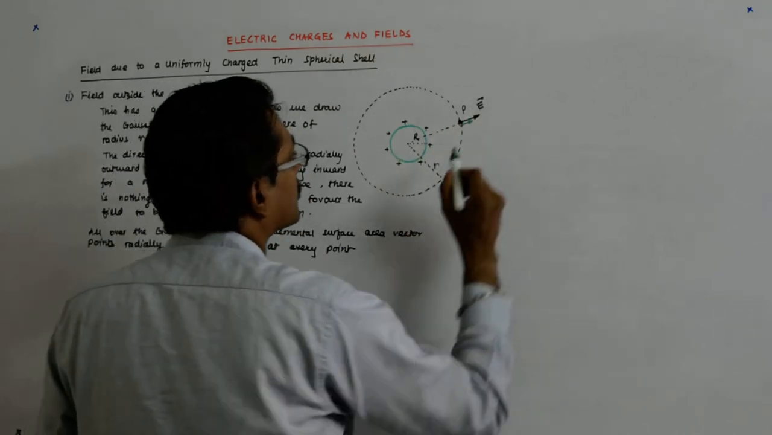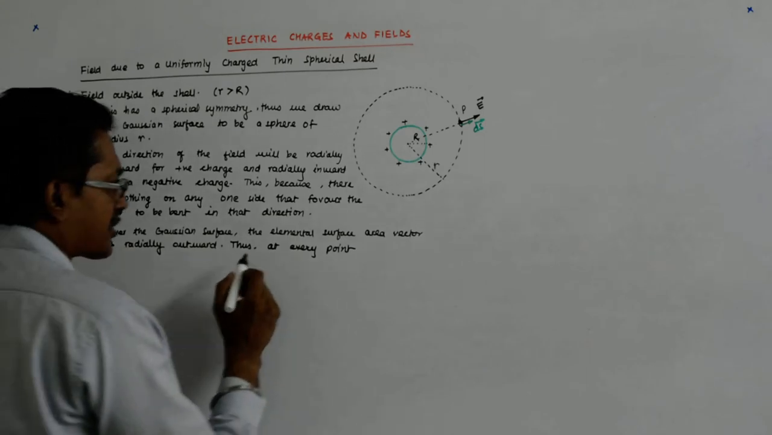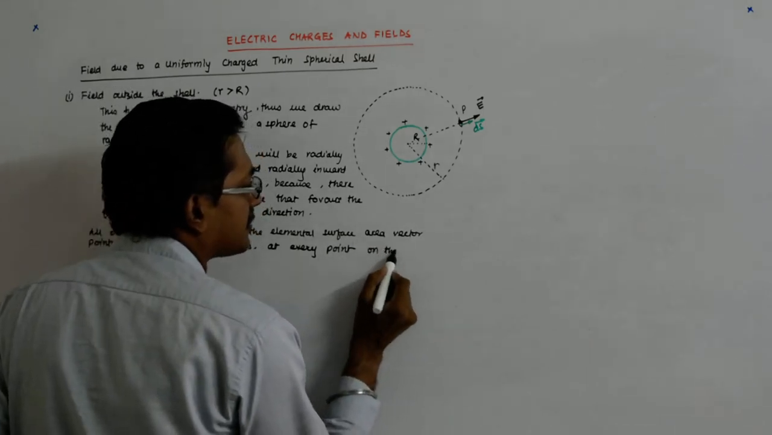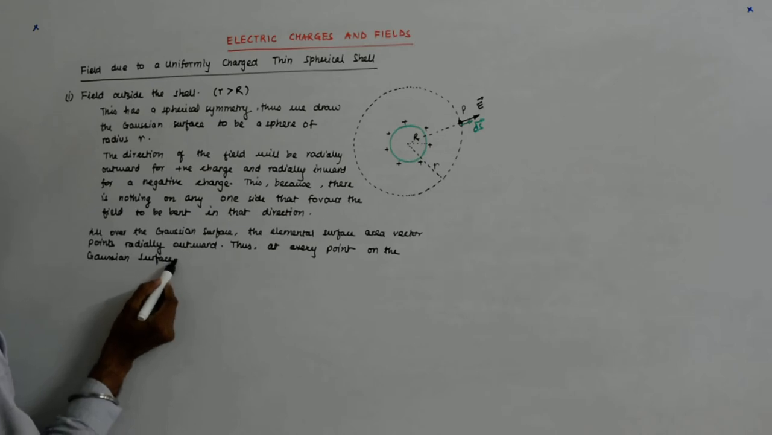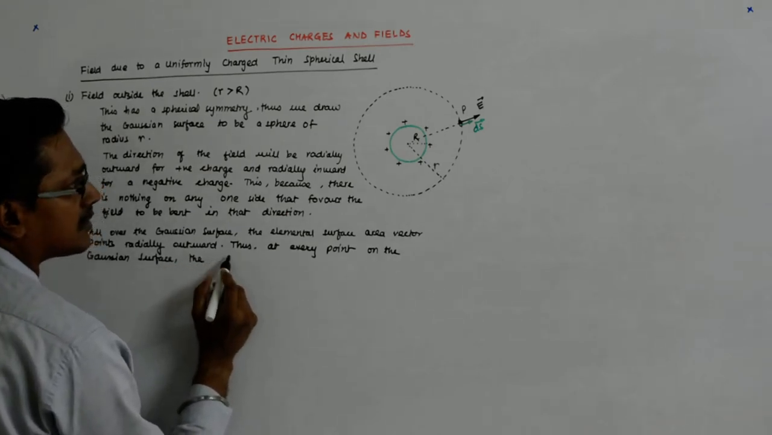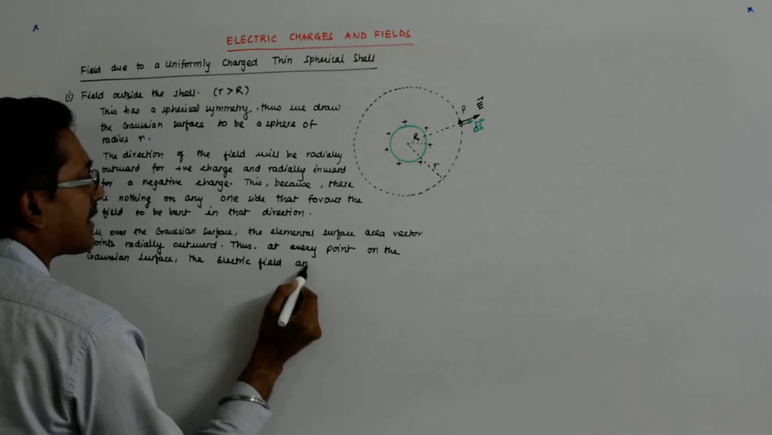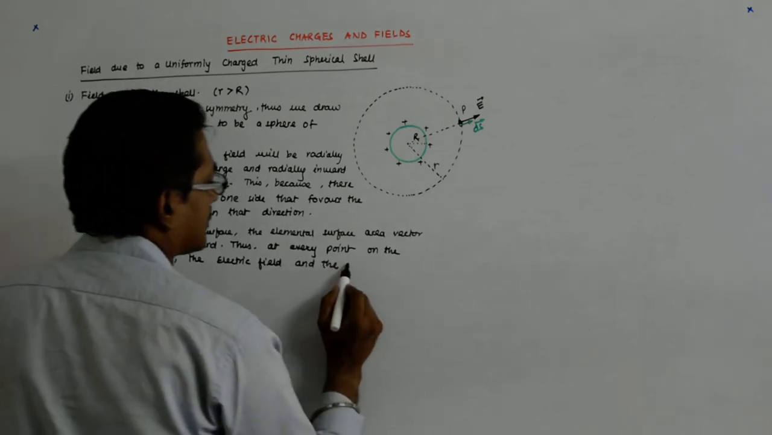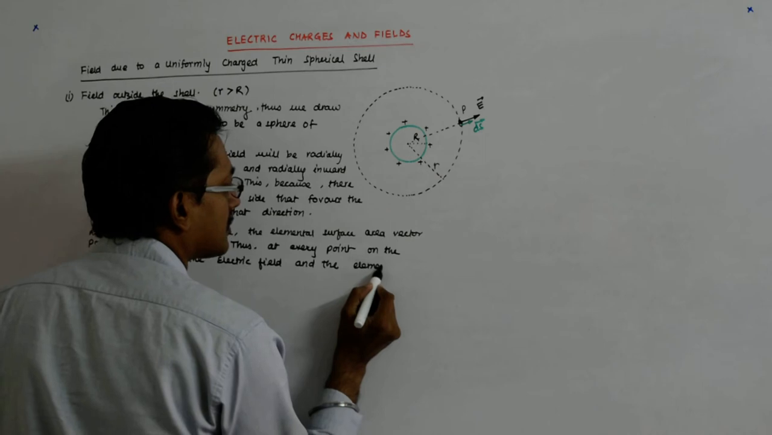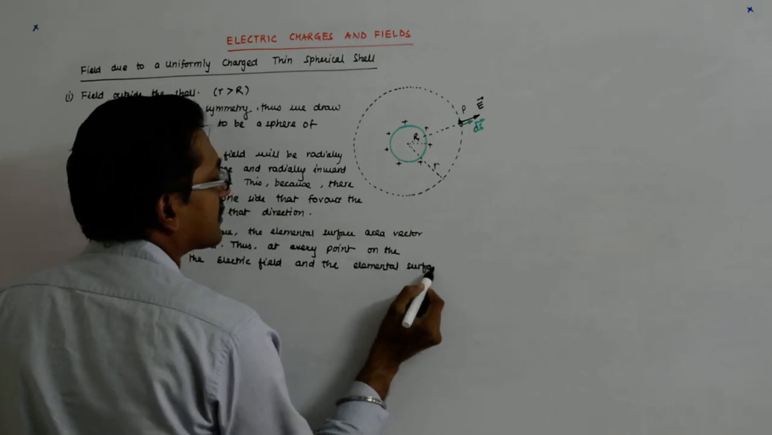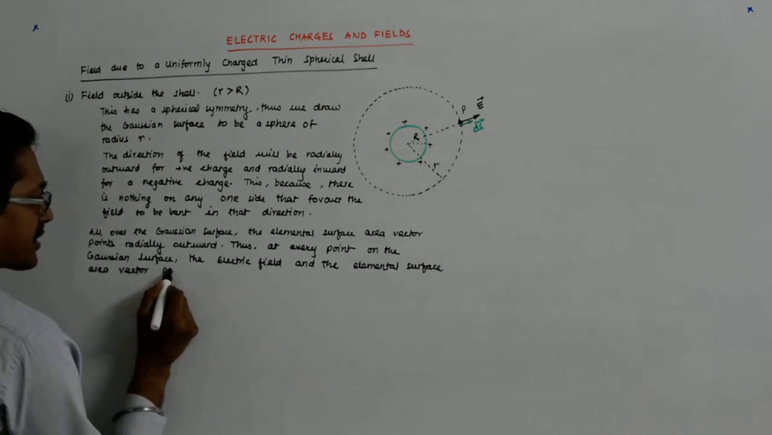The area vector is also radially outward, so they are parallel to each other. They point in the same direction. Thus, at every point on the Gaussian surface, the electric field and the elemental surface area vector point in the same direction.